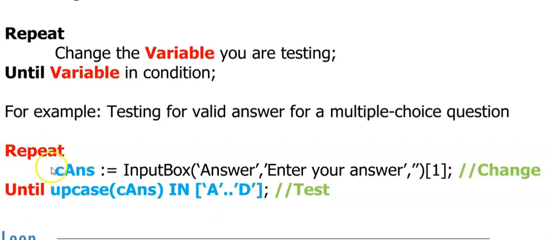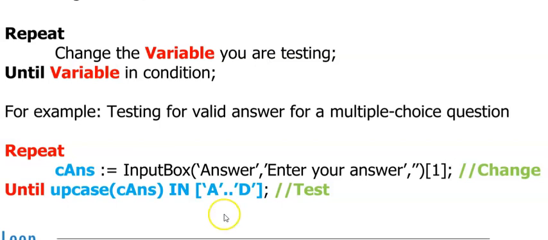Let's say the person entered an X the first time this loop executed. Our condition here at the bottom will be false. Therefore, it will execute again and ask the person for new input until their answer is a value from A to D. So our repeat loop will repeat until a certain condition is true, and it will execute at least once.